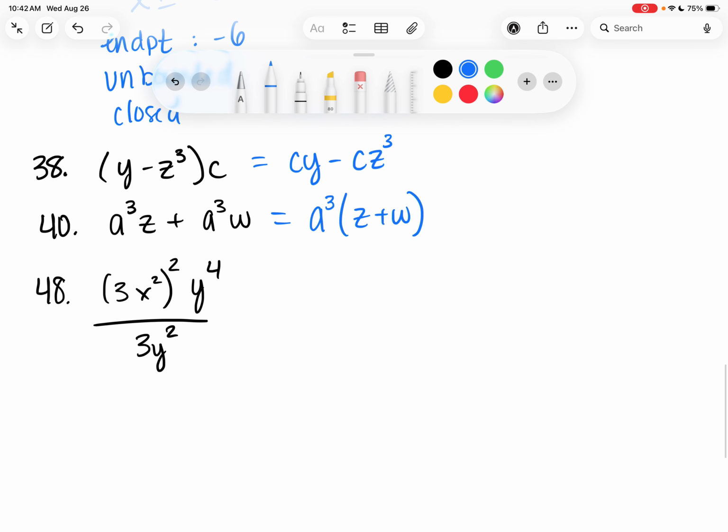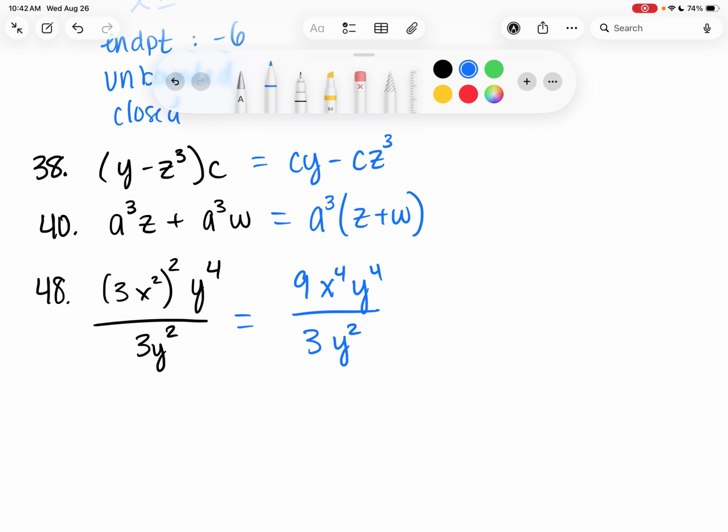Okay. So we've got 9x to the fourth. Anything, a power raised to a power, we multiply. So I've got 3 squared, so that's 9. X squared squared, that's multiply, x to the fourth. Cancel that, and then you cancel the y's. Y to the fourth over 3y squared. Is that all you do?